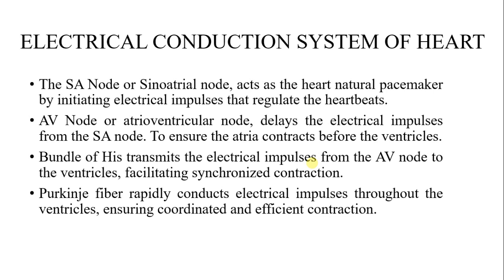Next it goes to the bundle of His. It is present in between both the ventricles, left and right, and it transmits the electrical impulses from the AV node to the ventricles, facilitating synchronized contraction. Next is the Purkinje fiber. It is present on the heart wall, mostly near the outer walls of the ventricles. This fiber rapidly conducts electrical impulses throughout the ventricle, ensuring coordinated and efficient contraction.